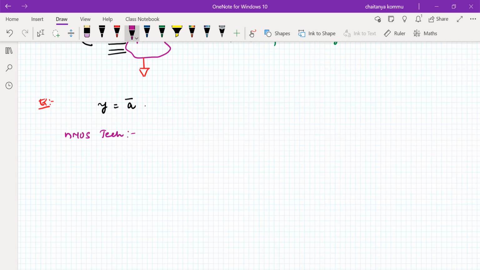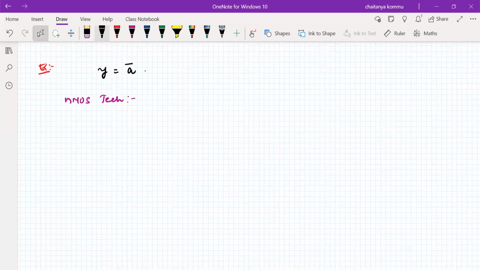So if you are using NMOS technology, the pull-up network must be a depletion mode transistor. Depletion stands for this symbol that we have to use, a thick line. So we write it again: some thick line that we have to write, and this is how we write it. This is a depletion. The pull-down network must be an NMOS transistor, that is, enhancement. So this is how we have to write.